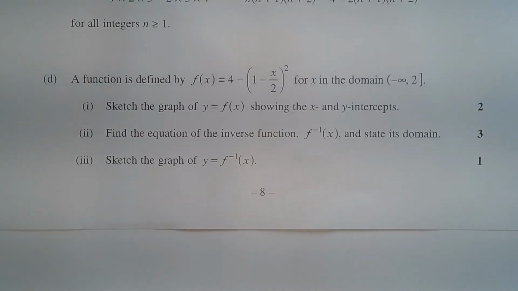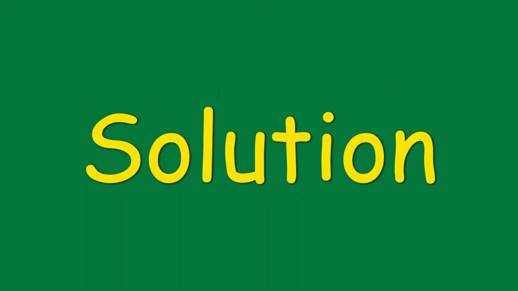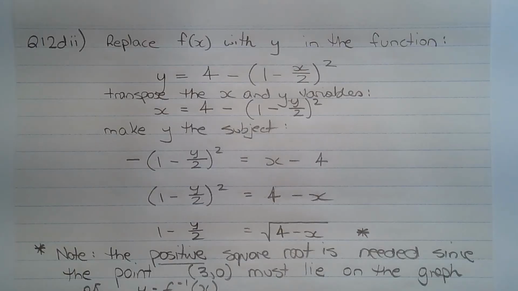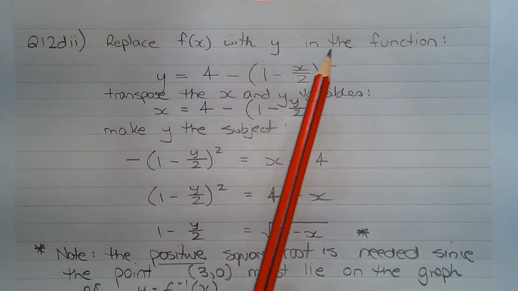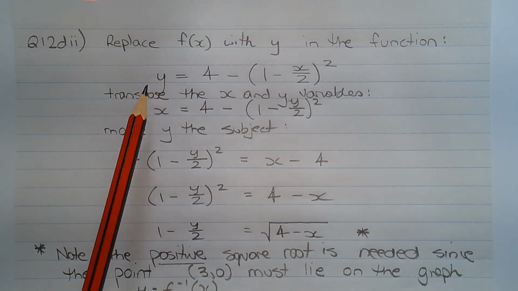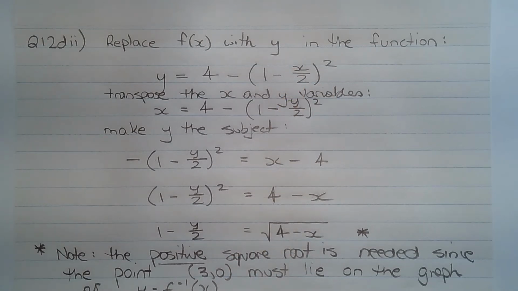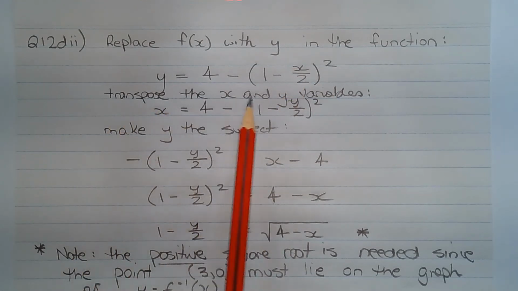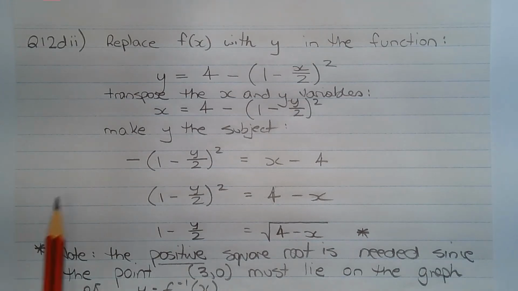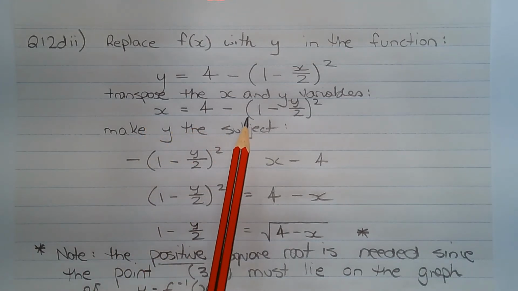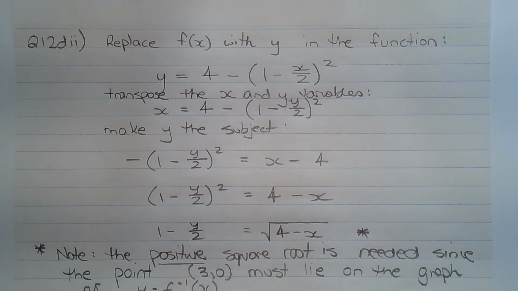Part 2. Find the equation of the inverse function, f inverse of x, and state its domain. To help make finding the inverse function a little easier, we can replace f(x) with y in the function. So it can be written as y = 4 − ((1 − x)/2)². Then we transpose or swap the x and y variables. So it becomes x = 4 − ((1 − y)/2)². And then we make y the subject of the formula.